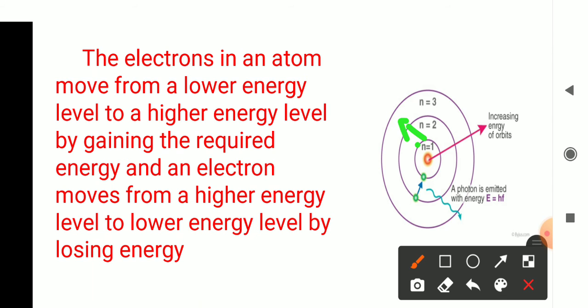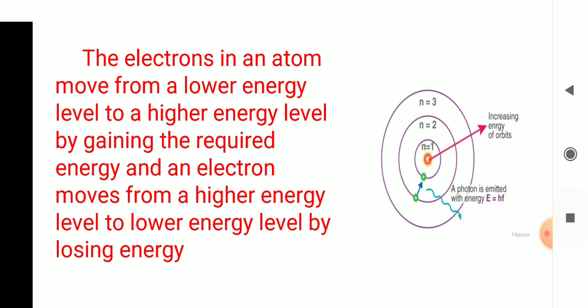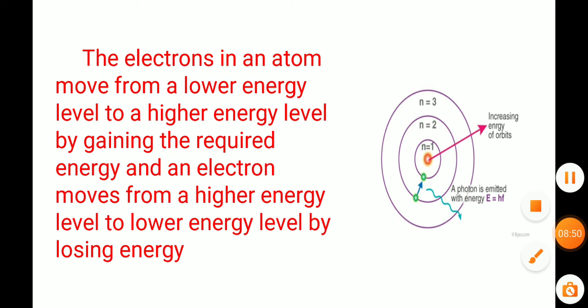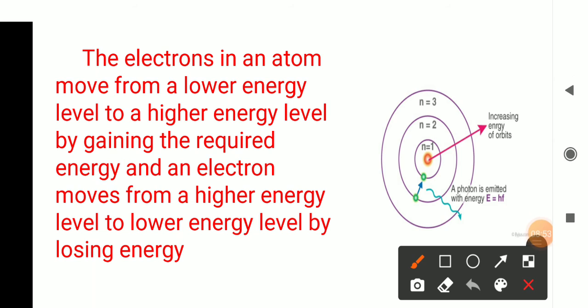Oppositely, if an electron returns from the higher state to the lower state, see, this is the higher state and this is the lower state, it is emitting the excess energy. It is losing the excess energy. So there are two processes we have seen. When the electron jumps from a lower level to a higher level, energy is absorbed. In the same way, if an electron jumps from a higher level to a lower level, the excess energy is released.